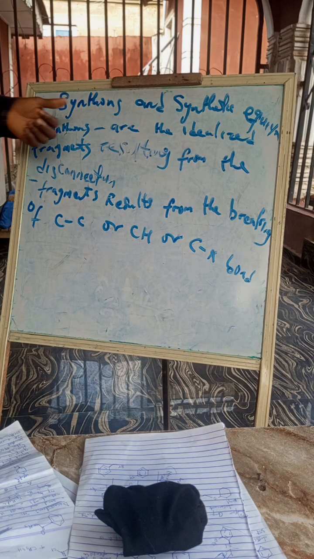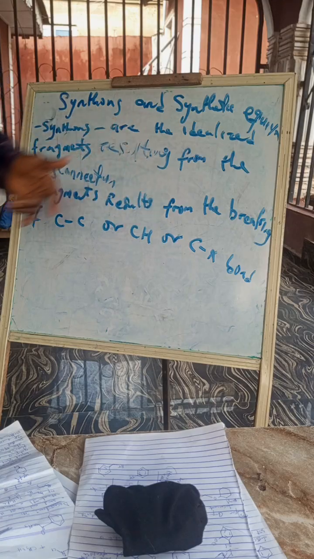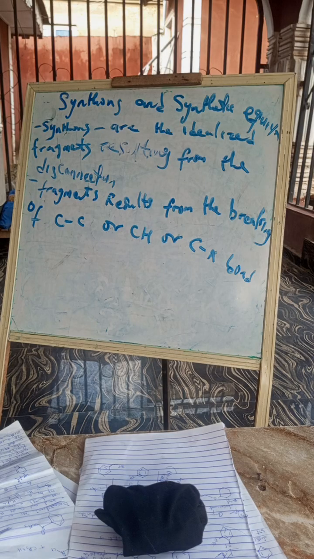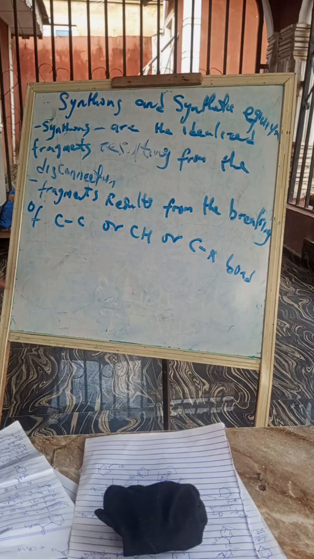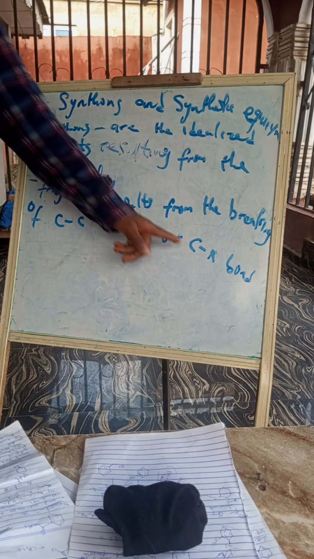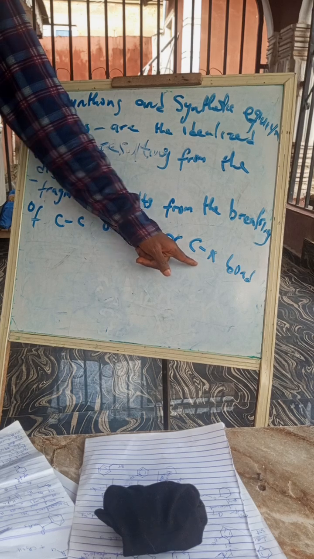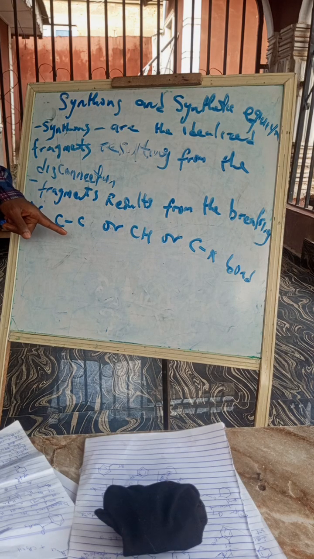So now, synthons are the idealized fragments that result from the disconnection. When we talk about synthons, we talk about fragments resulting from the breaking of a C to C bond, or a C to H bond, or a C to X bond. When you talk about C to C, you should know what it means. When you talk about C to H, you should know what it means. But when we talk about C to X, the X here can be represented as halogens. That is carbon bonded to halogens, and this one is carbon bonded to hydrogen, and this one is carbon bonded to carbon.